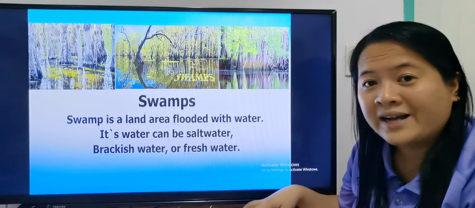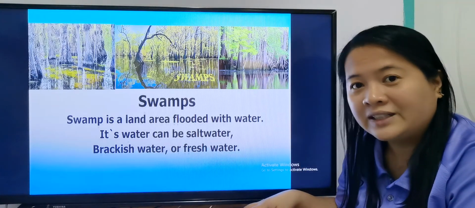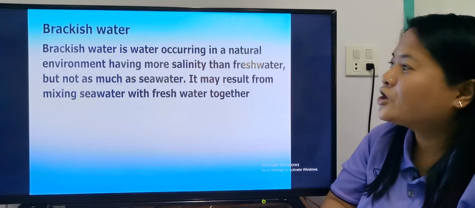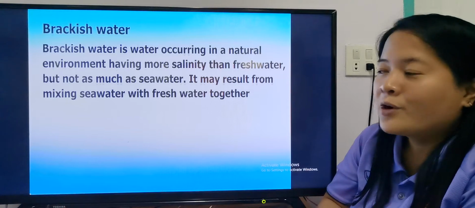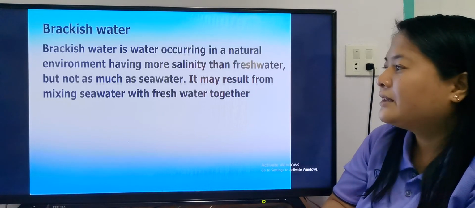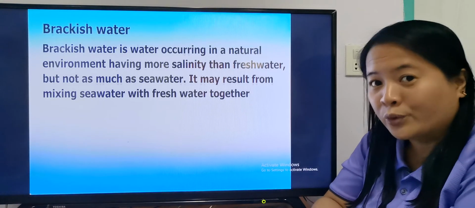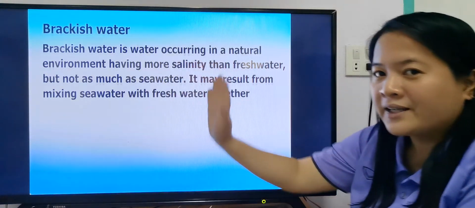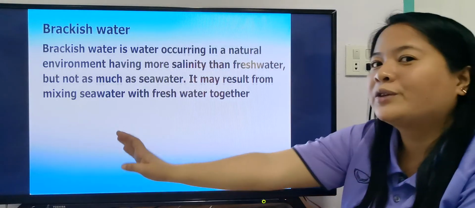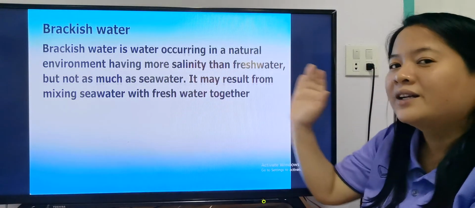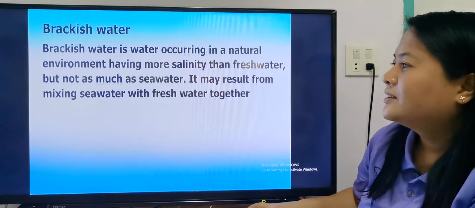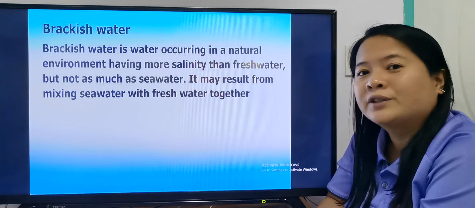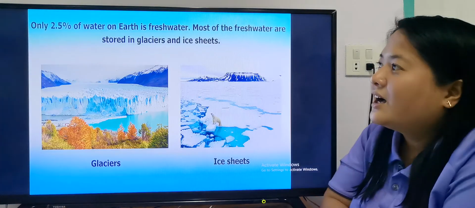And then what is brackish water? We also studied that last time. Brackish water is water occurring in a natural environment, having more salinity than fresh water, but not as much as seawater or salt water. So it's in between salt water and fresh water, if you arrange it from high salinity to the least. It may result from the mixing of seawater with fresh water.